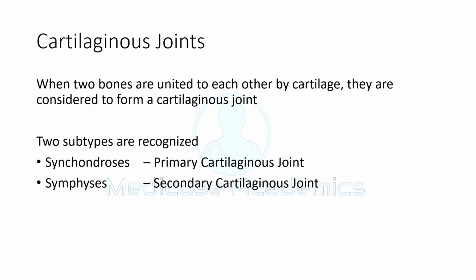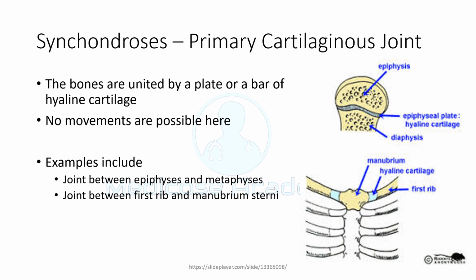The cartilaginous joints: when two bones are united to each other by a cartilage, that is considered to be a cartilaginous joint. This is further divided into primary cartilaginous joint and secondary cartilaginous joint. For the purpose of Viva, you should know their alternate names. Primary cartilaginous joints are known as synchondroses, and secondary cartilaginous joints are known as symphyses. Synchondroses, primary cartilaginous joint, is where the bones are united by a plate of hyaline cartilage. There is a bone on one side, a bone on the other side, and in between there is hyaline cartilage and nothing else.